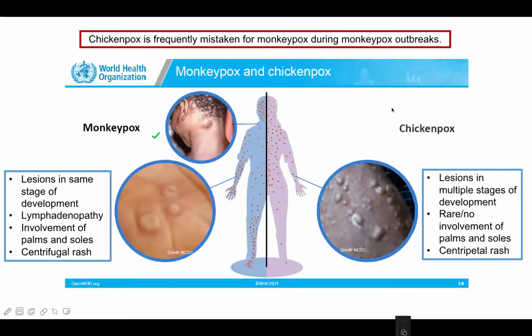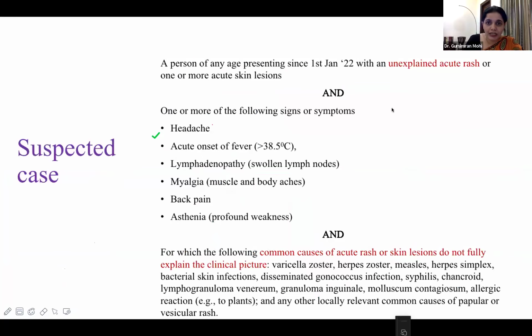So it is mostly when the monkeypox cases are on the rise. Many a times it is misinterpreted as chickenpox. So for cases after 1st January 2022, since the cases have started, any unexplained rash with these features can be a case of suspected mpox.